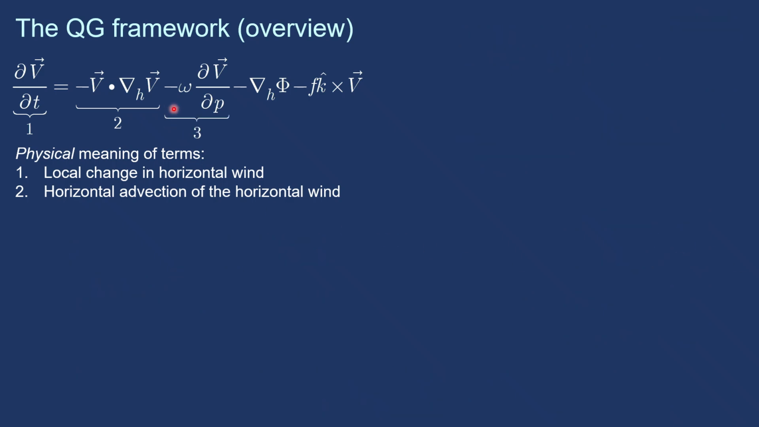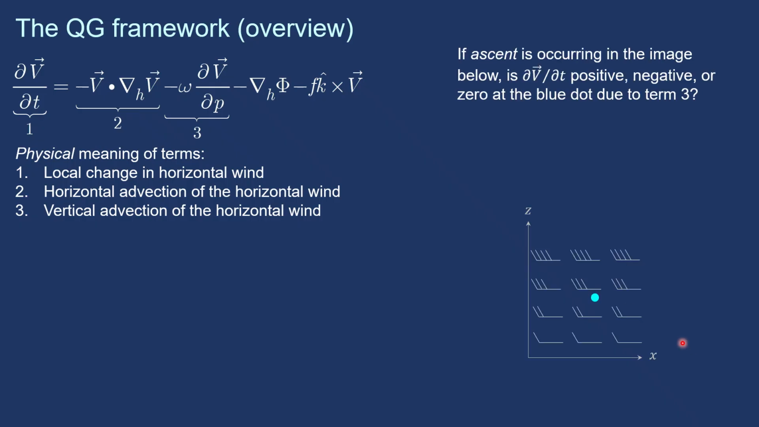Then we can look at term 3, the next term on the right-hand side of the equal sign here. This physically represents the vertical advection of the horizontal wind. And so once again, we can put together a scenario to illustrate how that particular term would work and influence the sign of partial v vector partial t in this equation. So the scenario now is we have an xz cross section, a vertical cross section through some slice of atmosphere. We have slower winds closer to the ground and higher winds as you go aloft. And again, we have a blue dot right here in the center of this vertical cross section.